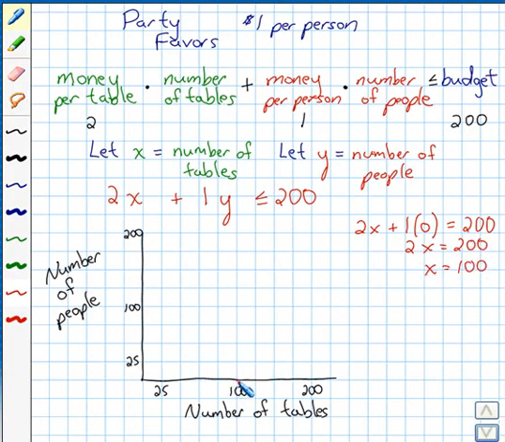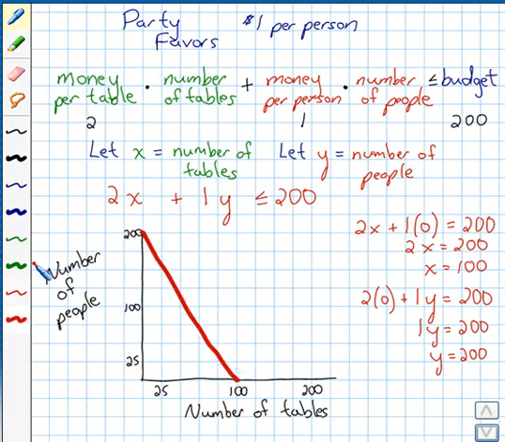So if we spent all our money on the tables, we could set up 100 tables. We'll also take a look at when we don't spend any money on the tables and all the money on the people. We have 1y equals 200 or y equals 200, so that's all $200 being spent on the people. Now, if we connect that set of points, we get what's often referred to as a budget line.